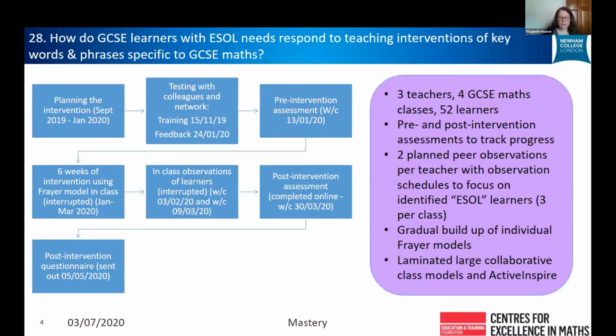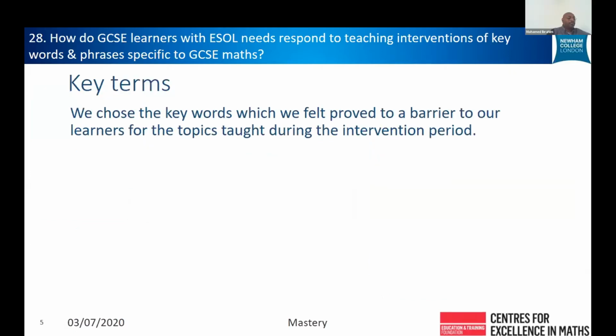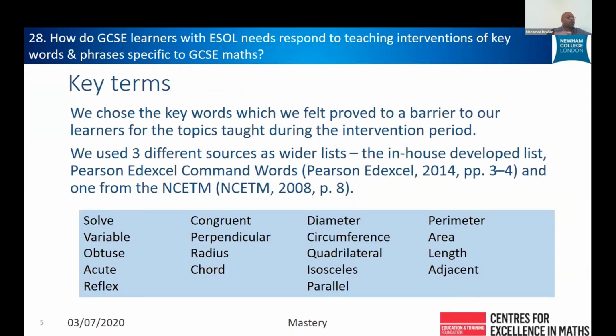So I'm going to hand over to Mohammed now to take you through the terms that we chose to look at. In order to use the Freya model as an intervention, we first had to choose the keywords which we felt proved to be a barrier to our learners. We tried to choose words which we felt were commonly misunderstood or misinterpreted from the topics we were teaching.